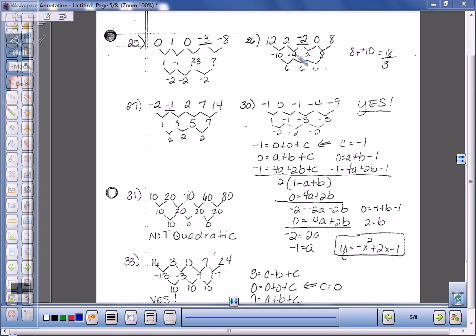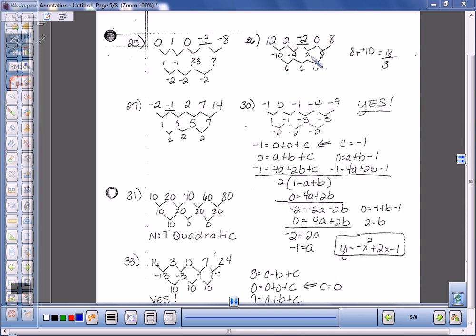Okay, the next one is quadratic. So we look at those differences. We know that this must be 6. So if this is 6, then all these are 6. We're good. So what does this have to be? Well, if this is 6, then this has to be negative 4. And 2 minus 4 is negative 2.